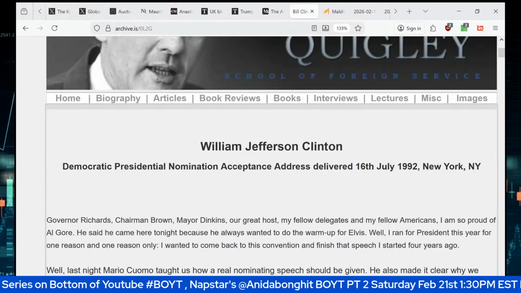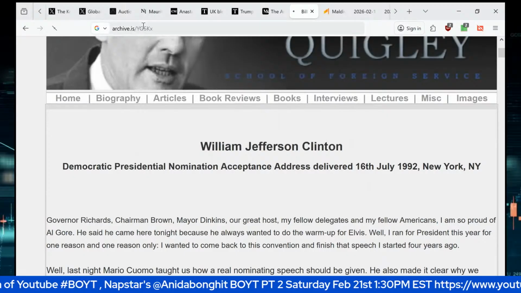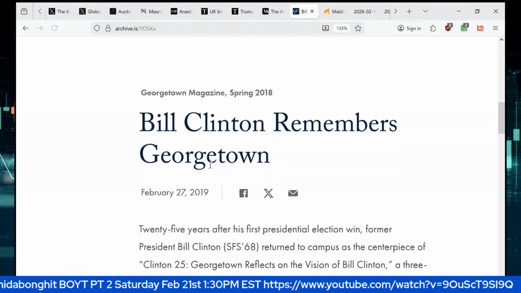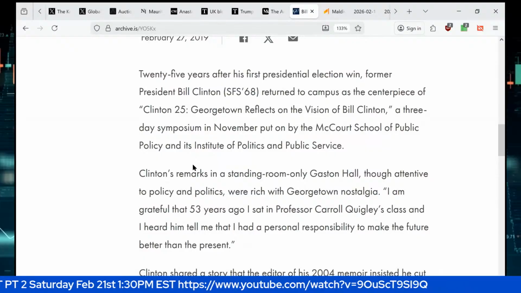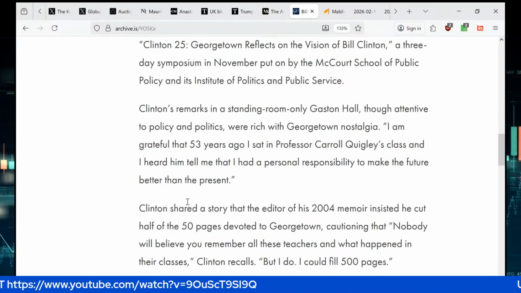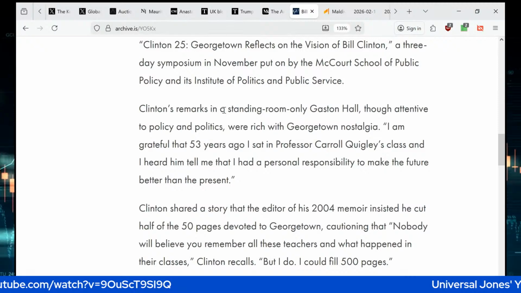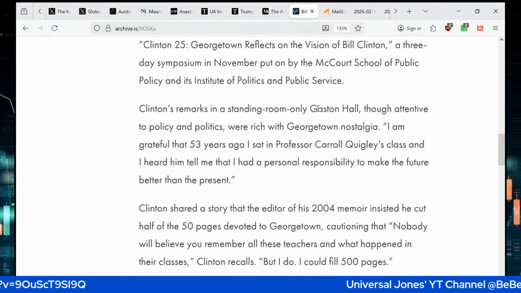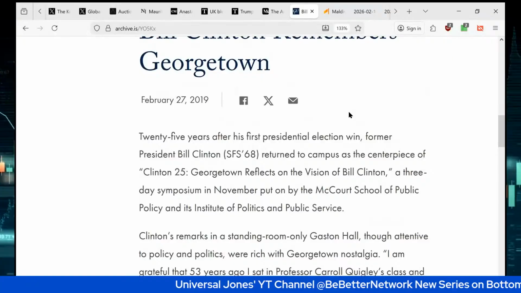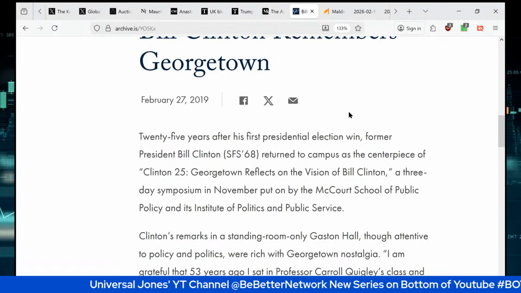Okay, let's see. Okay, it wasn't this. That's the same link. Was it this link? Okay, Clinton's remarks in a standing room only Gaston Hall. So that's pretty recent, huh? 2019.